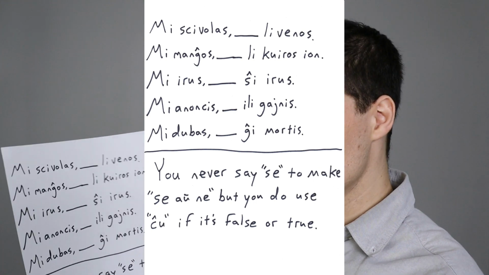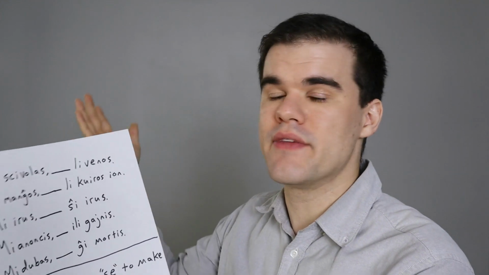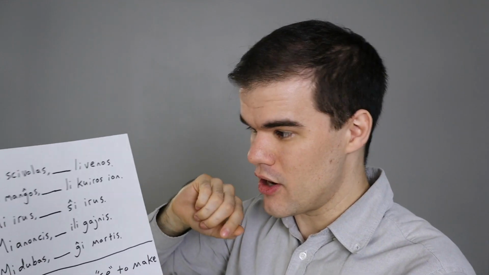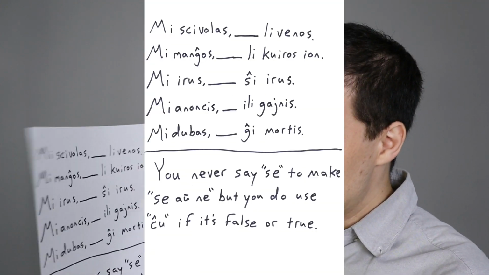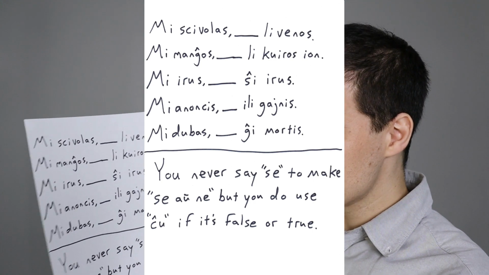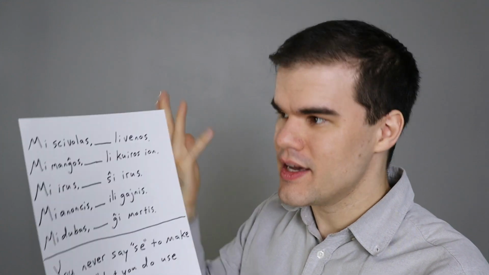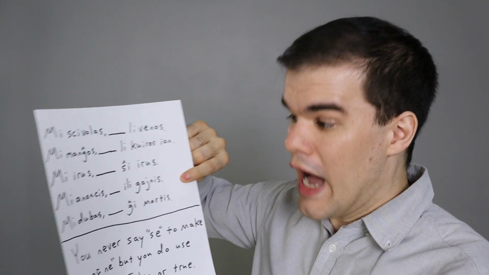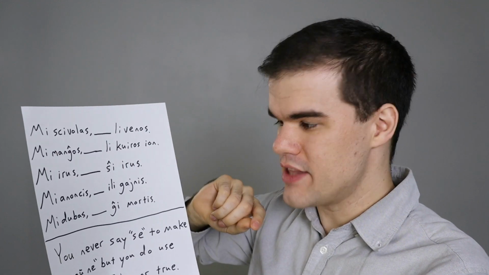Next up, mi irus blank she irus. The US ending, I'm not even going to pause to think here. I just know, shove the word se in there. I theoretically would do this if theoretically this happened. Next, mi annoncis blank ili gainis. I announced blank they won. Okay, well, is annonci an announcing or ascertaining verb? It sure is. So I announced chu ili gainis, whether or not they won.